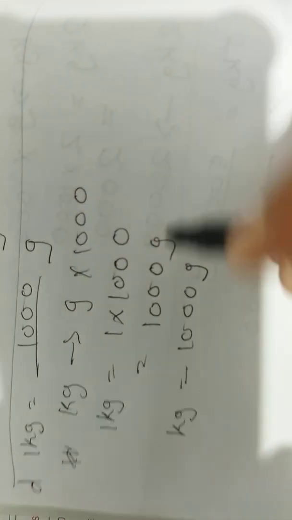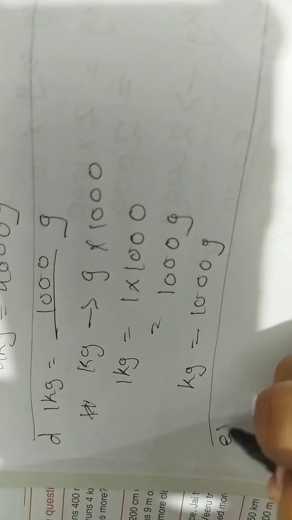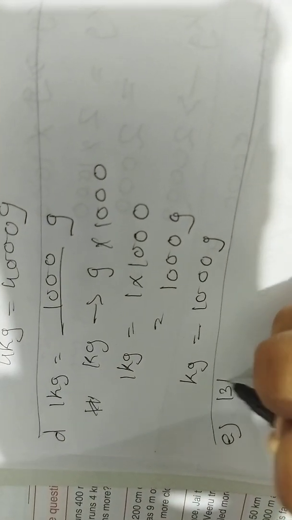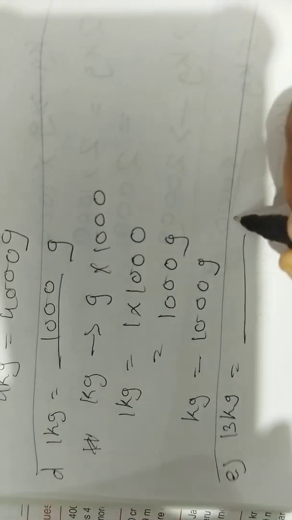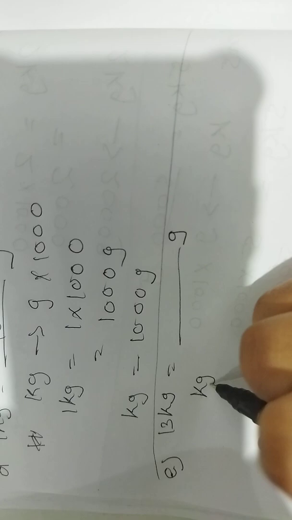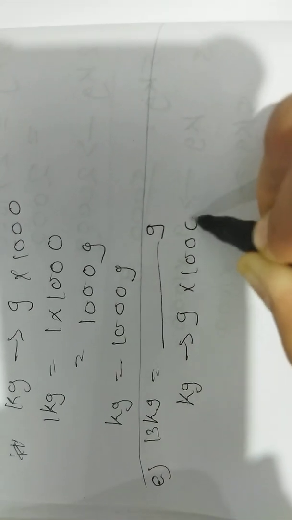Okay students, I hope work is complete. Now we'll start the next sum, E sum. In that, 13 kg is equal to dash grams. So we have to convert kg into grams, multiply by 1000.